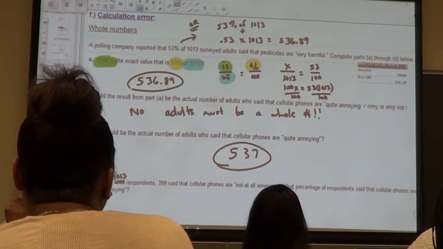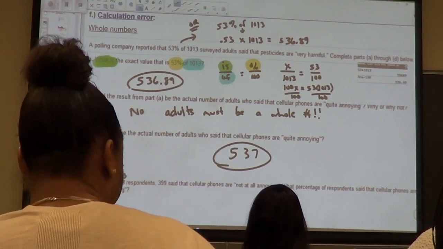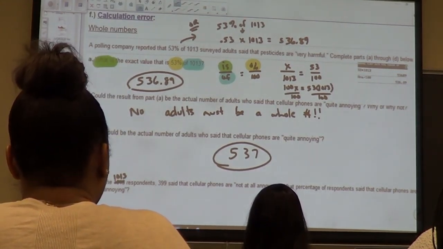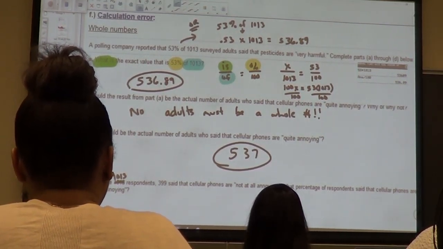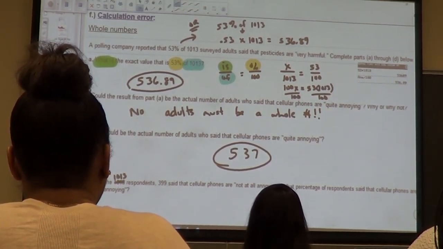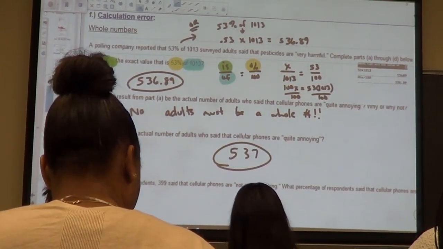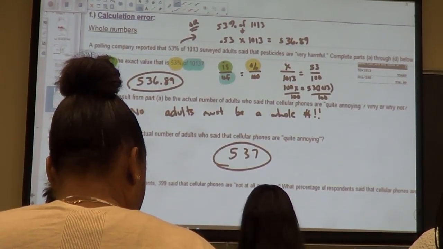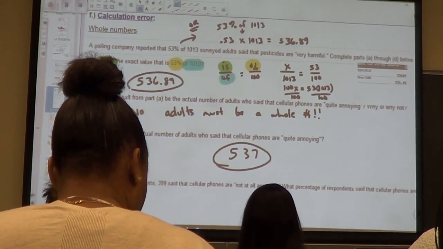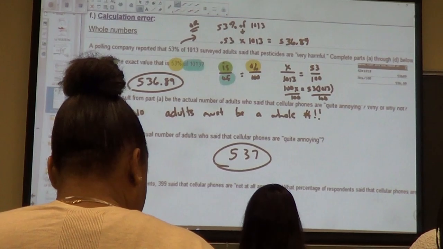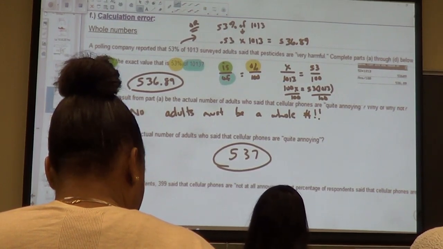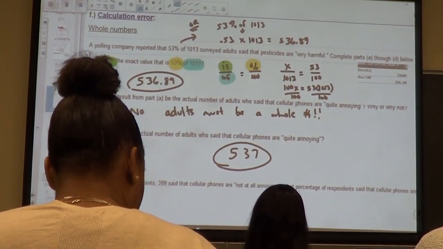Among the 1013 respondents, 399 said that cellular phones are not annoying at all. What percentage of respondents said that cellular phones are not annoying? I want you to try that one. I don't care which way you do it. Among the 1013 people, 399 said they're not annoying. I want to know this as a percentage. Round it to the nearest tenth.